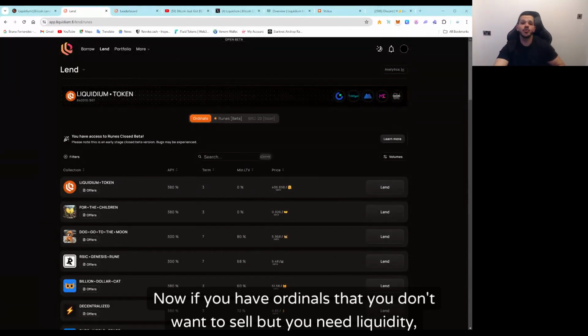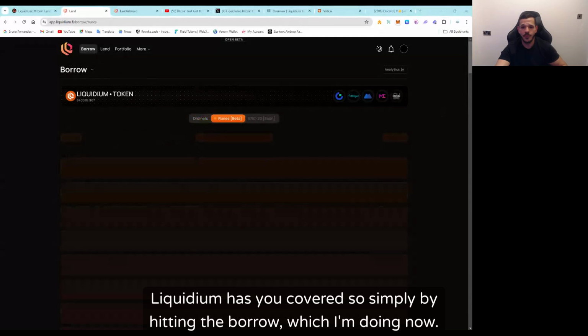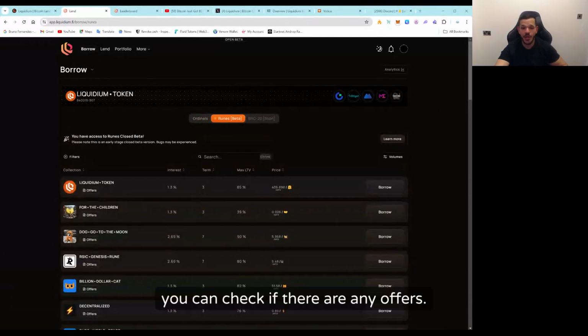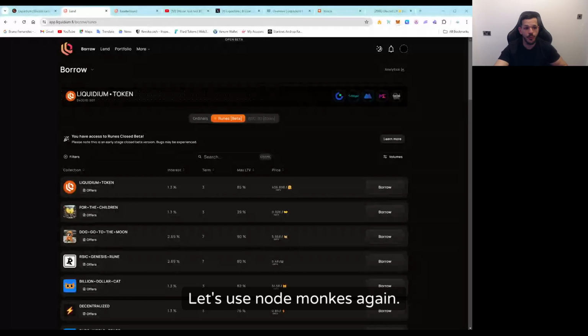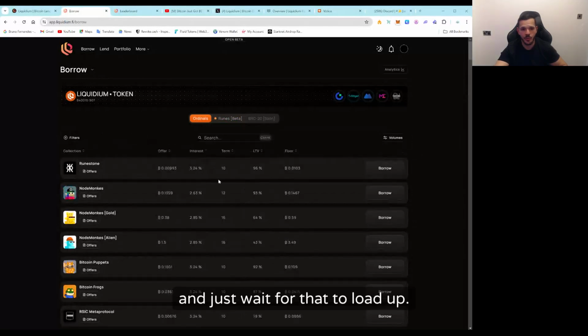Now, if you have ordinals that you don't want to sell, but you need liquidity, Liquidium has you covered, simply by hitting borrow, which I'm doing now, and you can check if there are any offers. Let's use Node Monkeys again. So I click on borrow, go on ordinals, and just wait for that to load up. So the Node Monkey is on there.